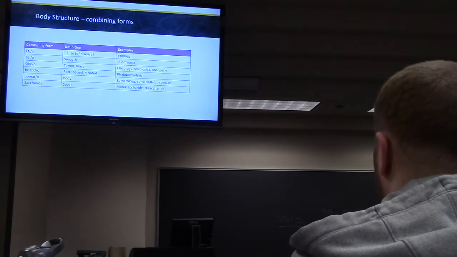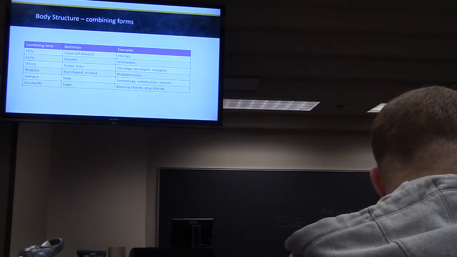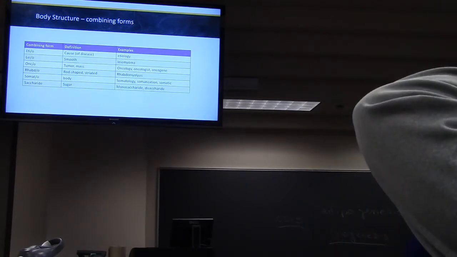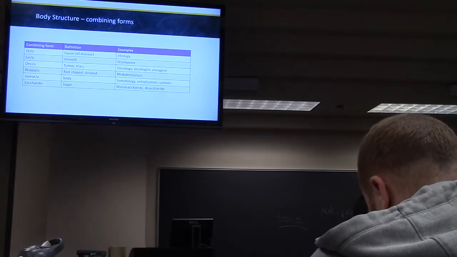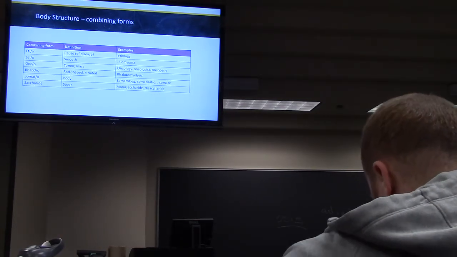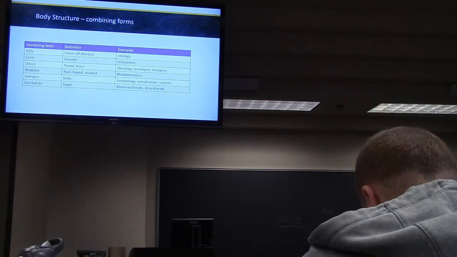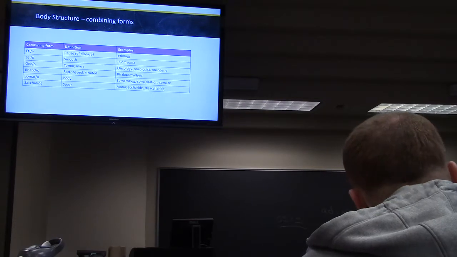Onco is another term that can be used for tumor or mass. It usually infers cancer. So oncology, the study of; oncologist, a physician who specializes in the treatment of tumors, cancers. Oncogene, a gene that is related to a cancer function.